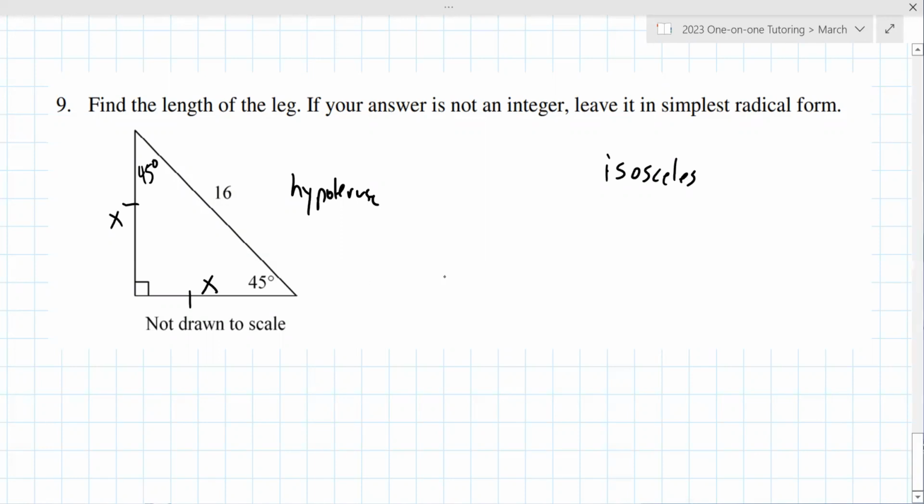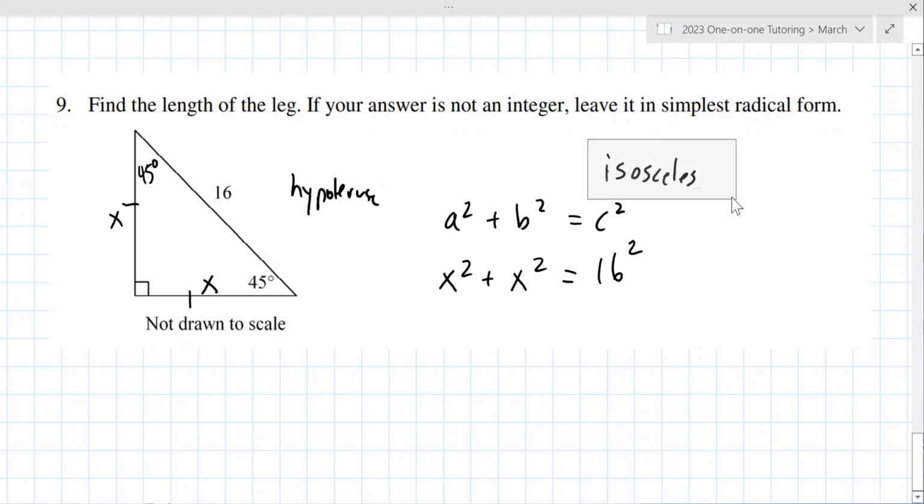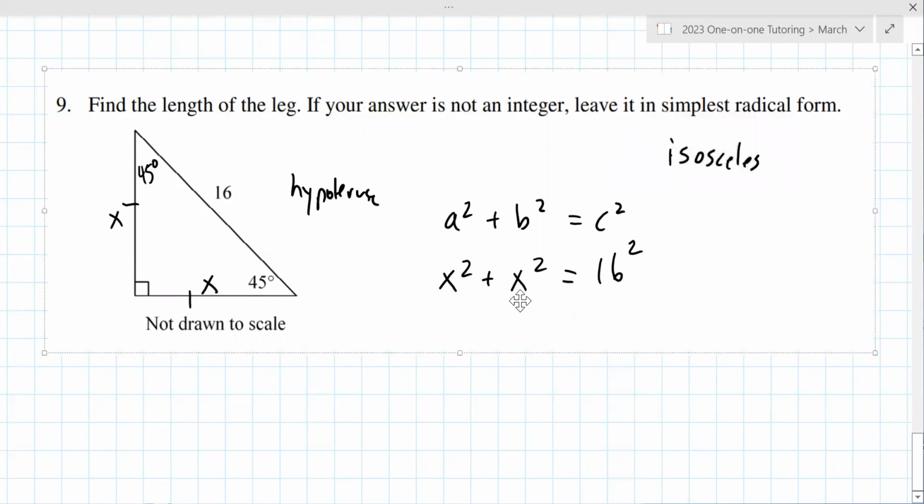So now this means that x squared plus x squared equals 16 squared, because it's coming from a squared plus b squared equals c squared. C is the hypotenuse, and a and b are x in this problem. Can you tell me what 16 squared is? 256. Now x squared plus x squared is 2x squared.